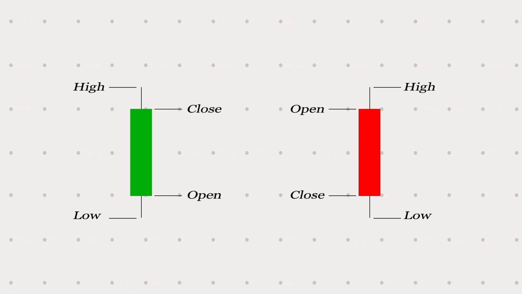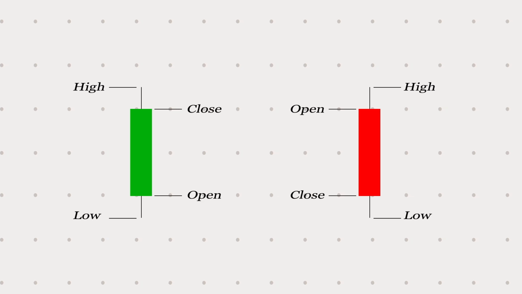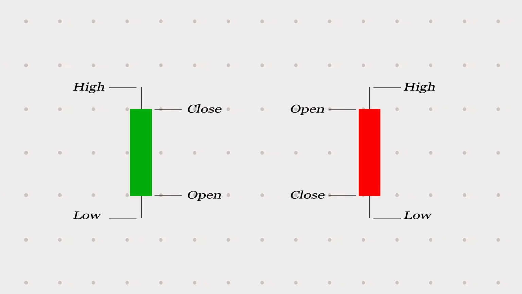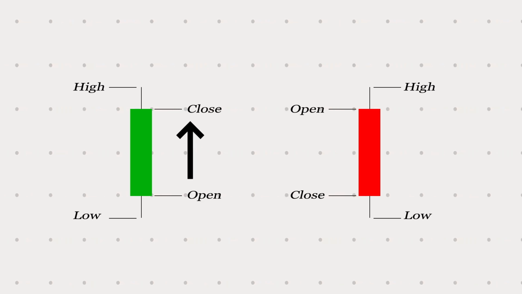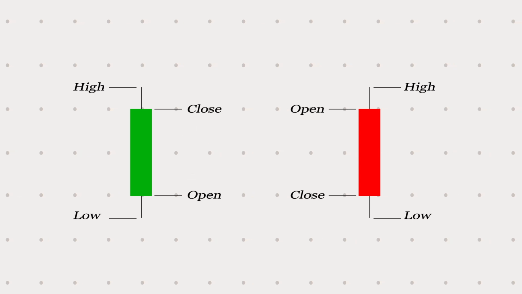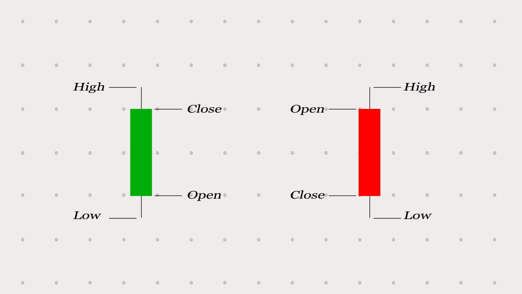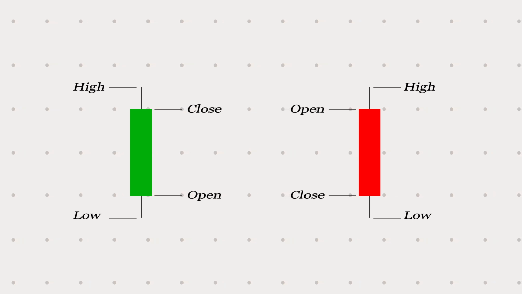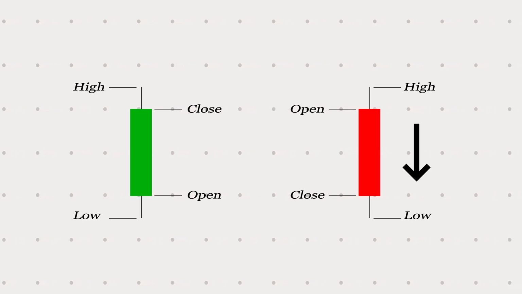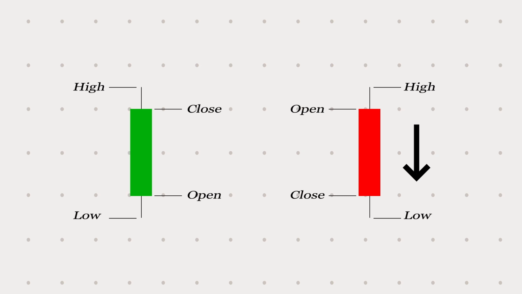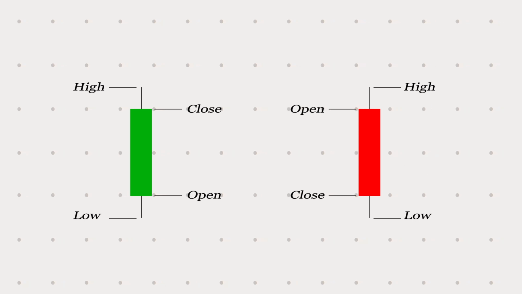For a green candle, the close price is higher than the open price. This indicates a bullish movement. Buyers were in control and prices went up during this time. For a red candle, the close price is lower than the open price. This indicates a bearish movement. Sellers dominated and prices went down.